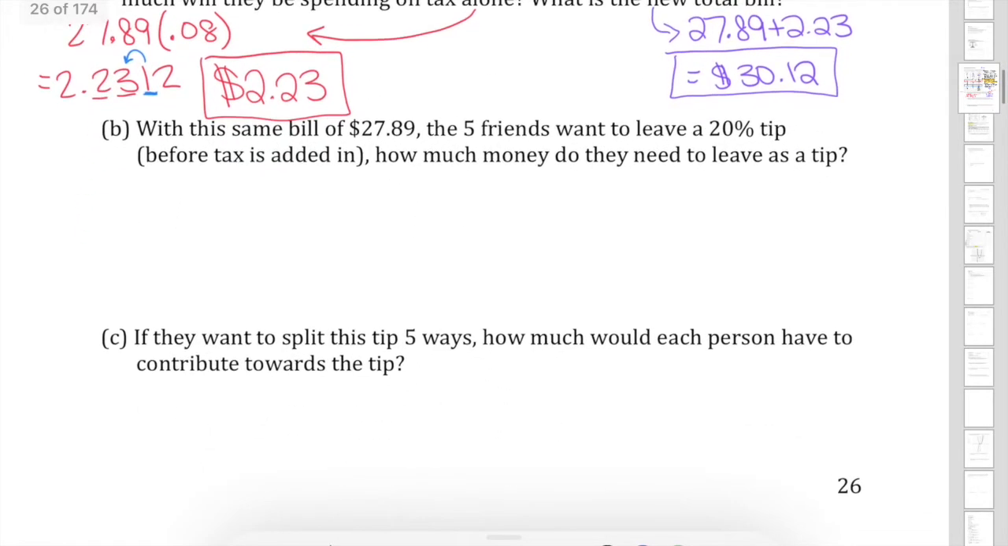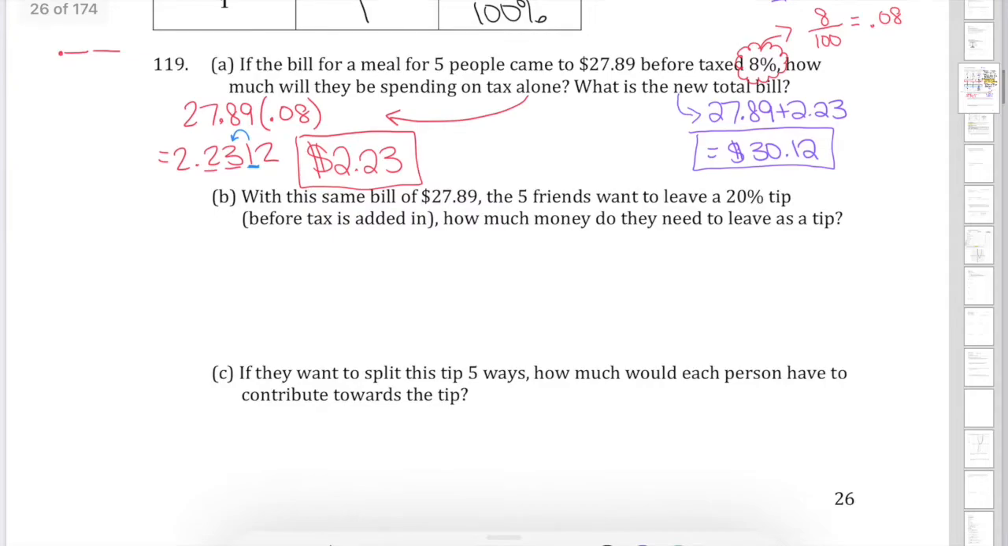All right, part B, with this same bill of $27.89, the 5 friends want to leave a 20% tip before the tax is added in. So ignore this $30.12 number for now. This is talking about before the tax is added in, so we're just going to use the $27.89 number. It says, how much money do they need to leave as a tip? So it only wants the tip alone, which is 20%.